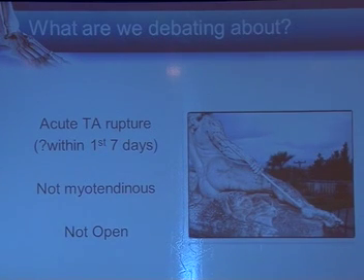So what are we debating about? I just want to make sure that we're all singing from the same hymn sheet. It is an acute rupture, which is loosely put as the first 7 to 10 days. You're not looking at a rupture 3 months down the line. The debate is not about that. We're not debating about the myotendinous ones, because there is good evidence out there that they can be treated non-operatively, and neither are we debating about open ones, because if you treat an open Achilles rupture non-operatively, you are getting something fundamentally wrong. It has to be debrided and surgically repaired.